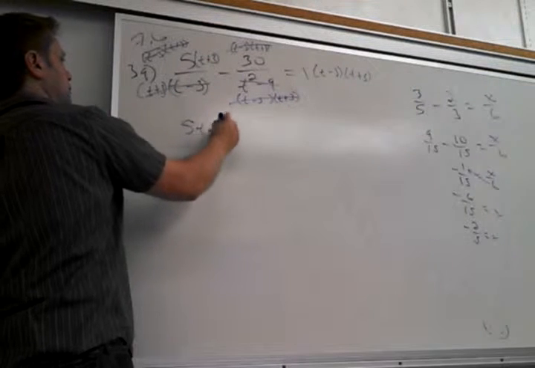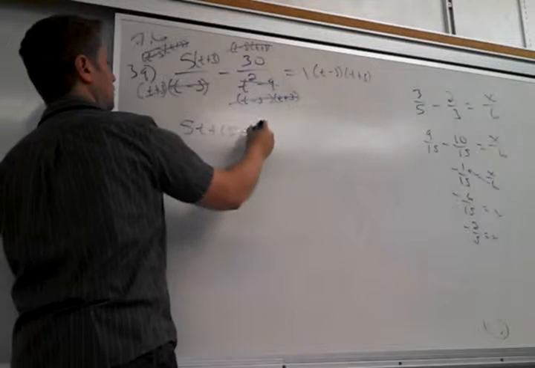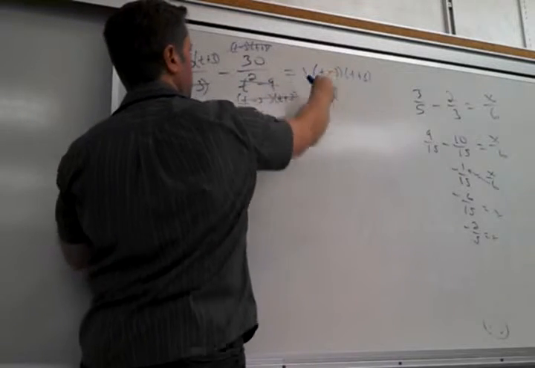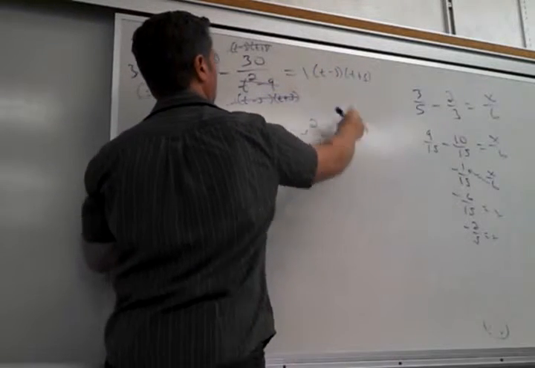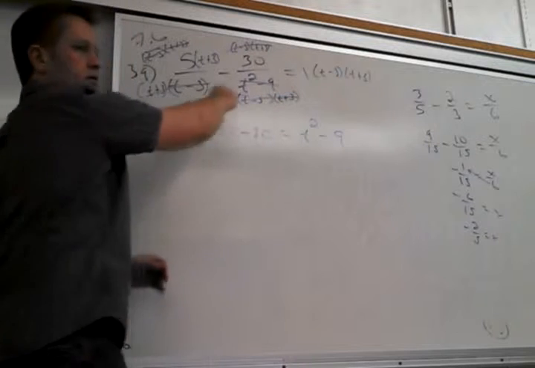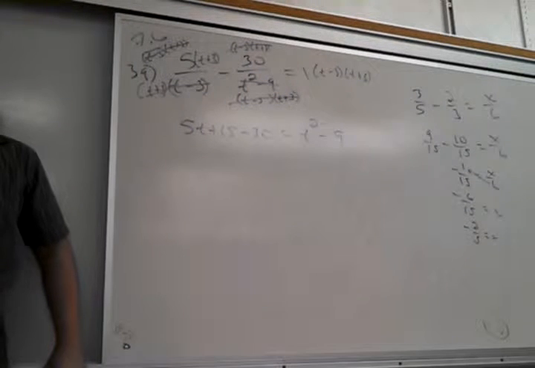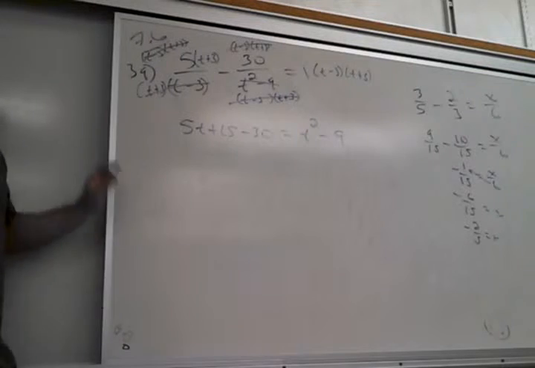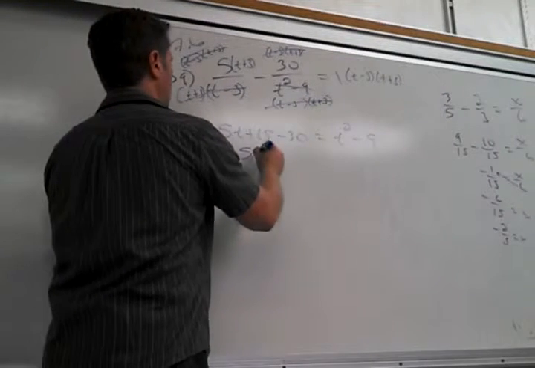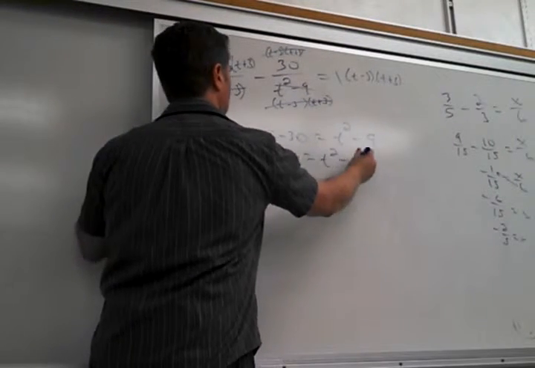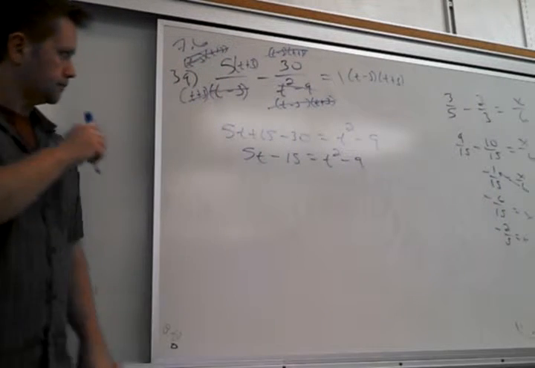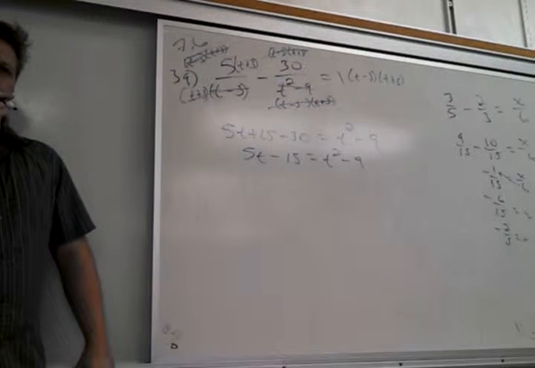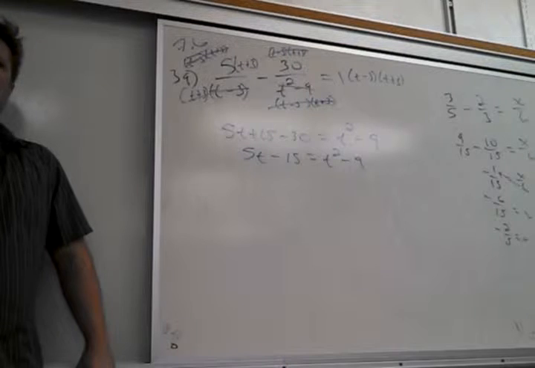5t plus 15, 5t plus 15 minus 30 equals t squared, right? Because that was the t squared minus 9 there that we factored, right? Now how do I keep going? How do you continue? Well, combine terms of that, so it'll be 5t plus 15, 5t minus 15. And then factor that back out, right?